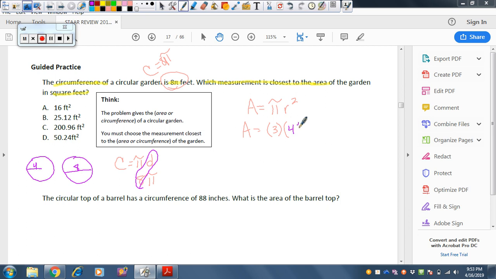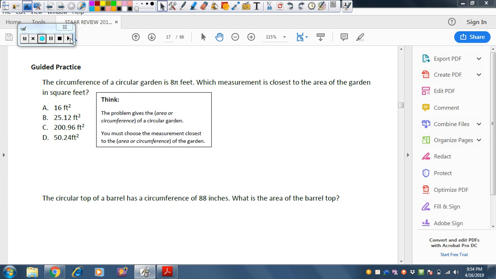So this is 4 squared. So 4 times 4, you have 3 times 16. You're not going to get a perfect answer. This is what you get. Which number is closest to 48? That's your answer. It's not perfect, but it's close enough that you don't have to use the decimals.